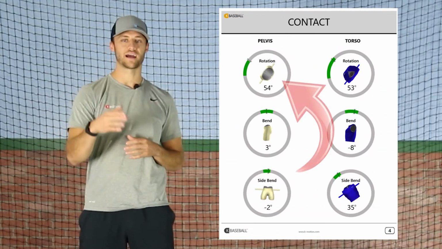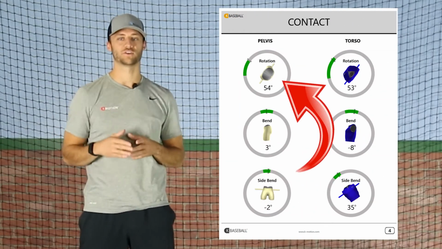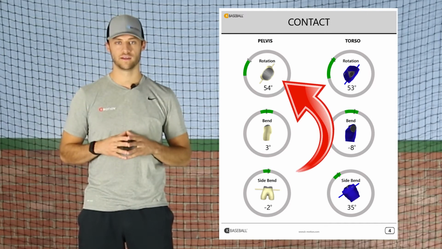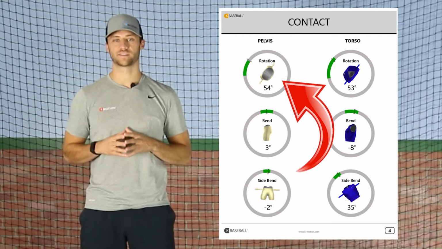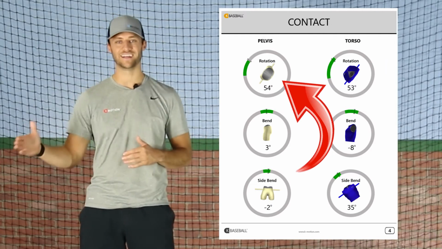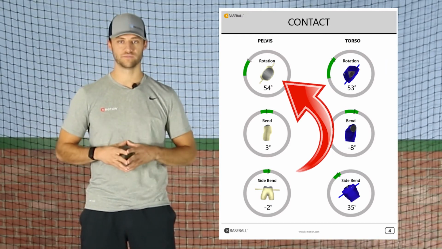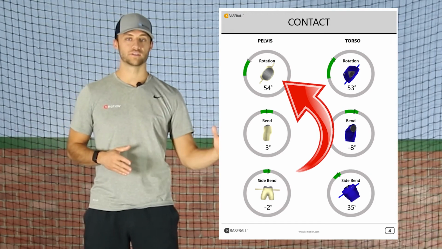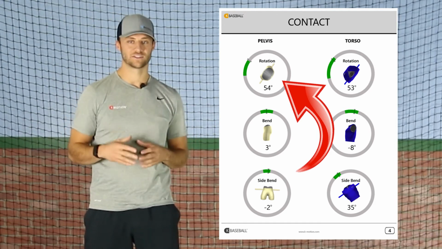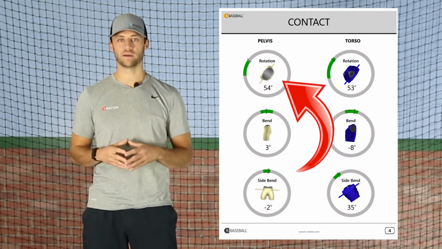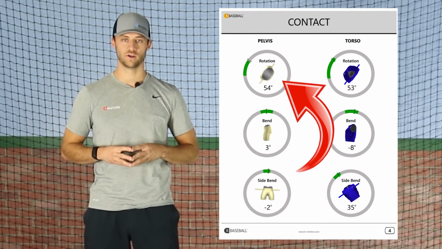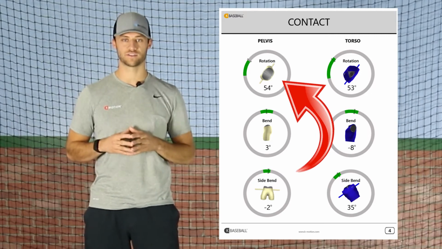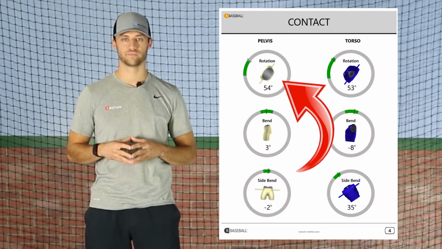Lastly, we have pelvis rotation at contact, and this is the amount of turn relative to the target line when the bat makes contact with the ball. Here, we want to see the player between 60 and 90 degrees with their pelvis rotation. Low numbers can indicate the lower body is late in the turn, and at the same time, more than 90 degrees may mean that the pelvis is over-rotated, reducing the kinetic energy transfer into the upper body.